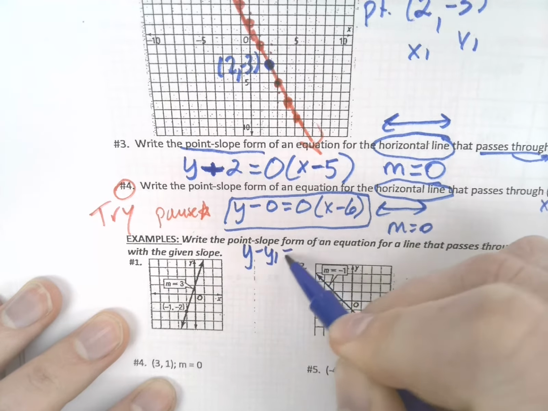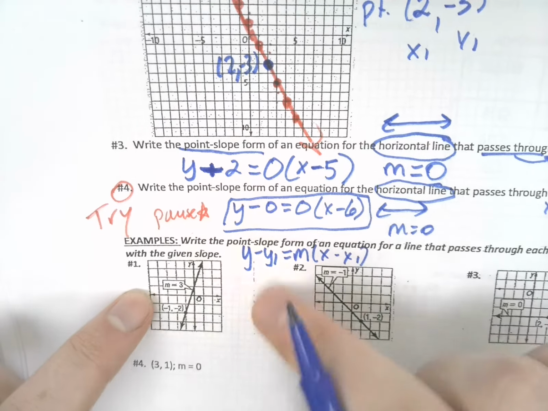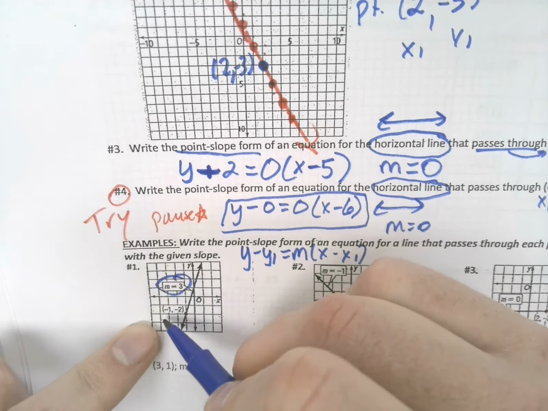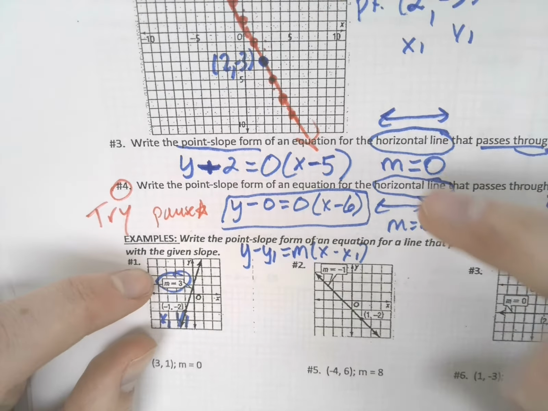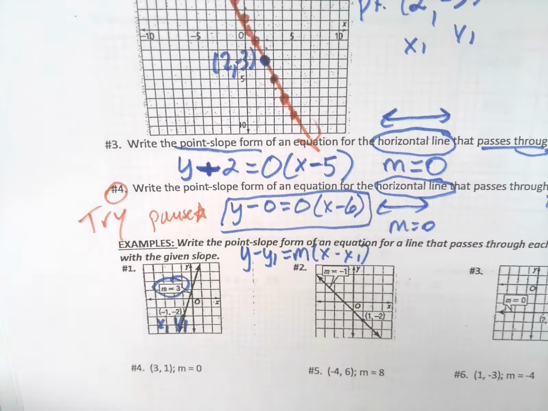Now, down here, you're probably thinking, frick, we got to pull the point slope form out of a graph. Not really. They give you the slope, they give you x1, they give you y1. It's literally the exact same thing you were doing up here, except you don't have to figure out what the slope is. They give it to you.